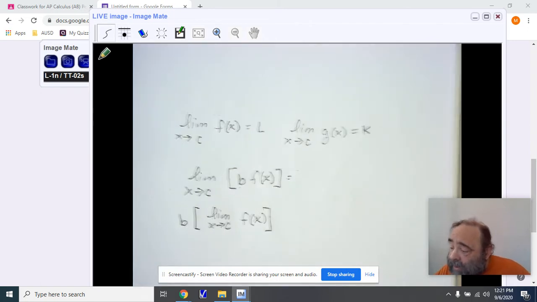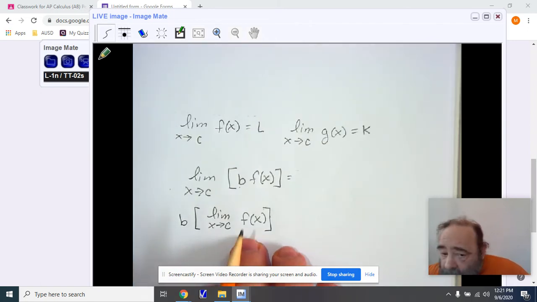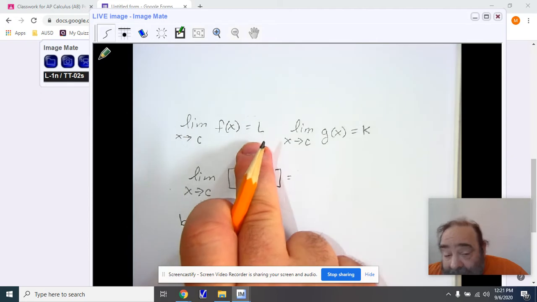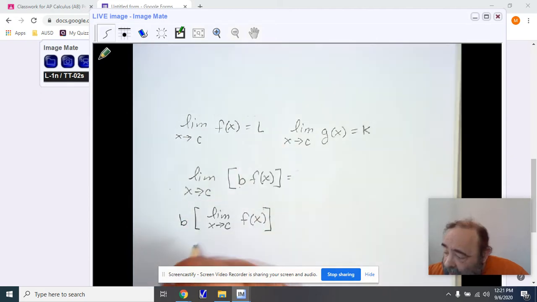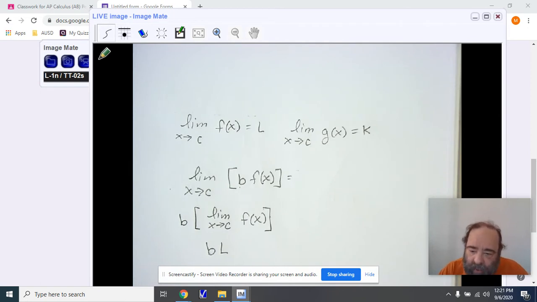So we have this situation, and we already know that according to our definition, this is the limit of f as x approaches c. And when evaluated, we have our scalar multiple of our limit. So once again, this is our first of our properties.